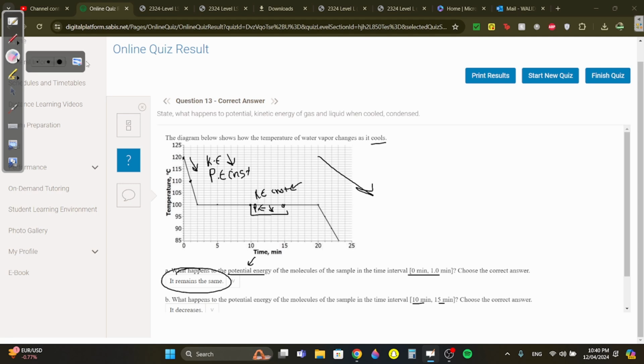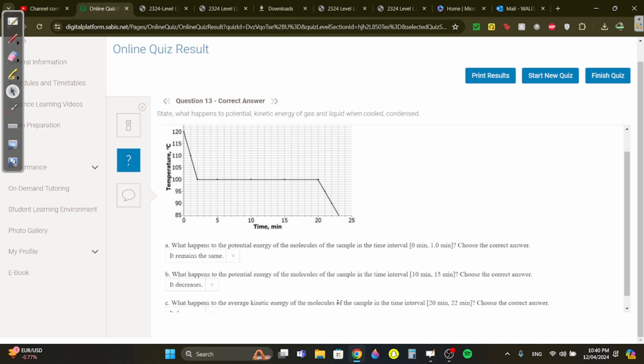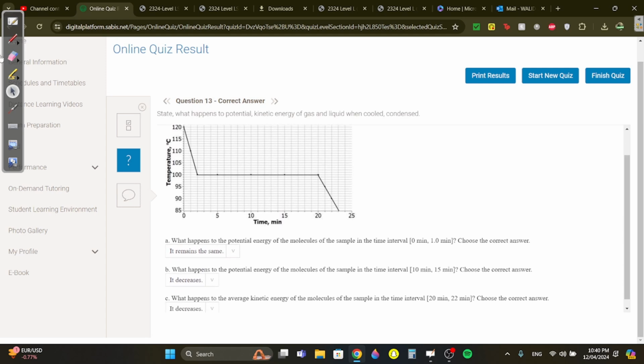How about part C? What happens to the kinetic energy between 20 and 22 minutes? Since the temperature is going down, that means the kinetic energy is decreasing. And potential energy, they didn't ask it, but potential energy will stay constant.